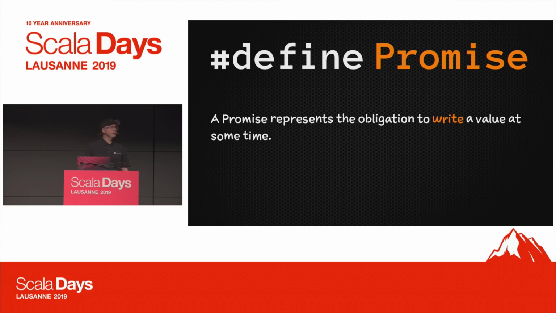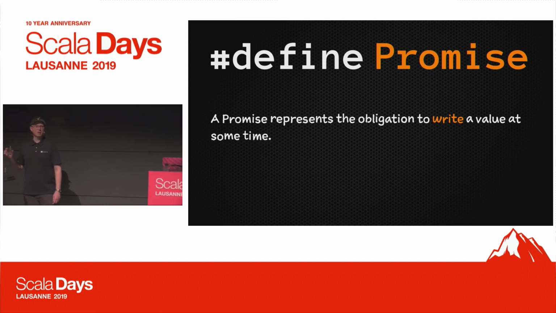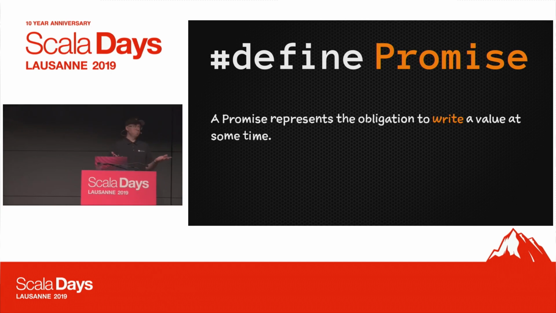One question that arrives quite frequently on Stack Overflow and on Twitter and everywhere else is, why are futures not cancelable? Well, if a future were cancelable, then it would mean that anybody having that capability to read a value would also have the capability to write that value. They would have the capability of canceling it.